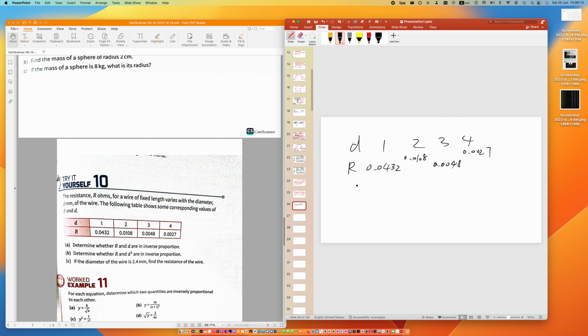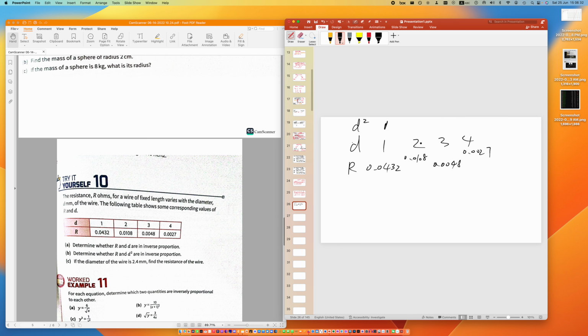D square. Yes, so you need to write down D square on top. So D square is: D is 1, D square is 1 times 1, which is 1. Then D is 2, D square is 2 times 2, which is 4. D is 3, D square is 9. D is 4, D square is 16. Okay, good.